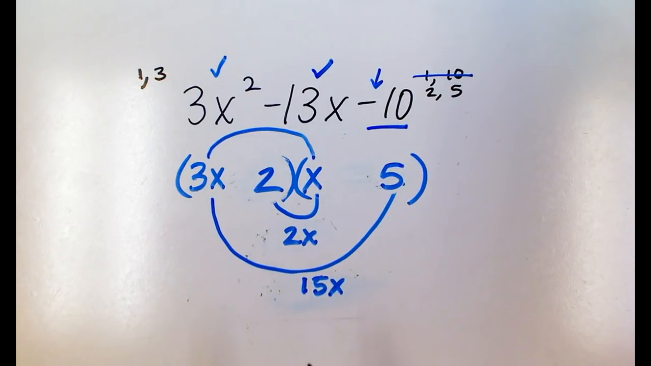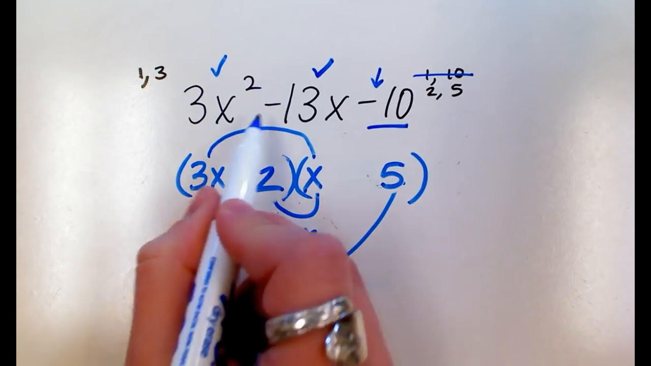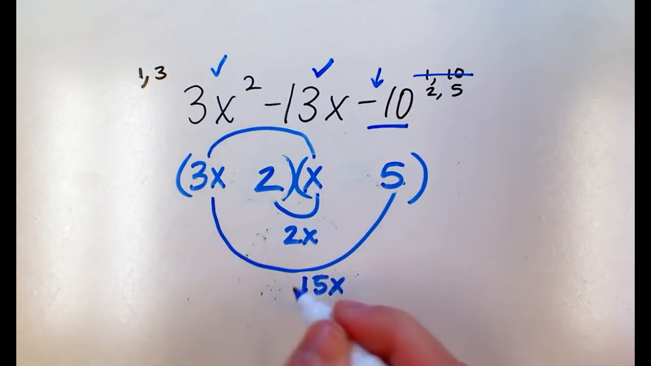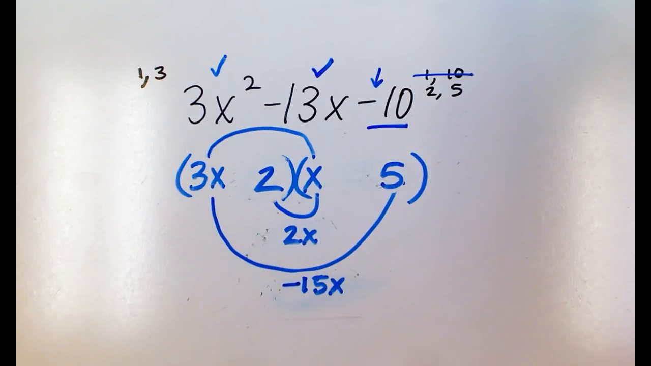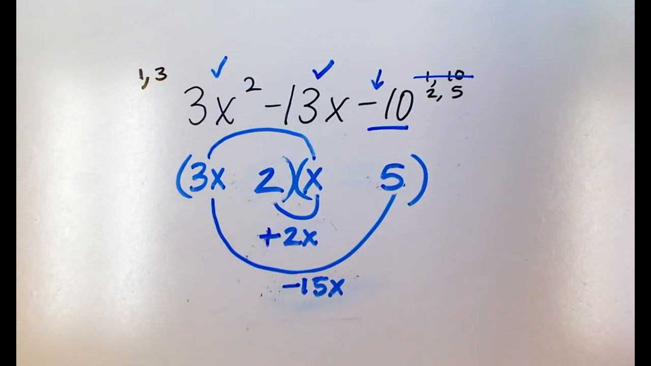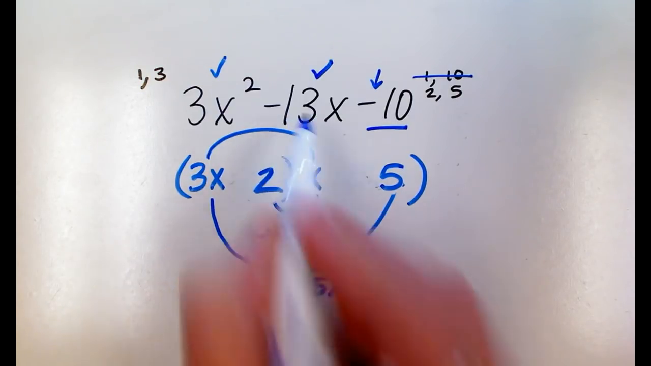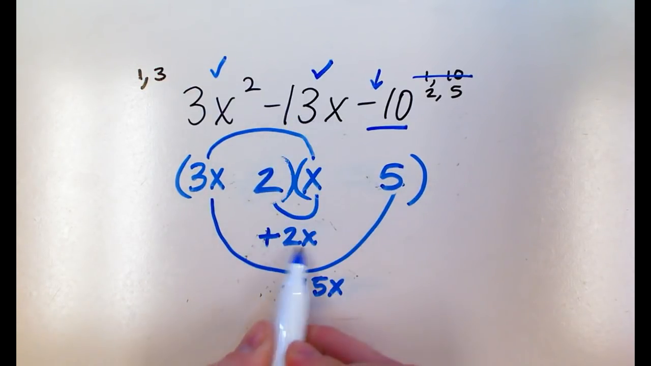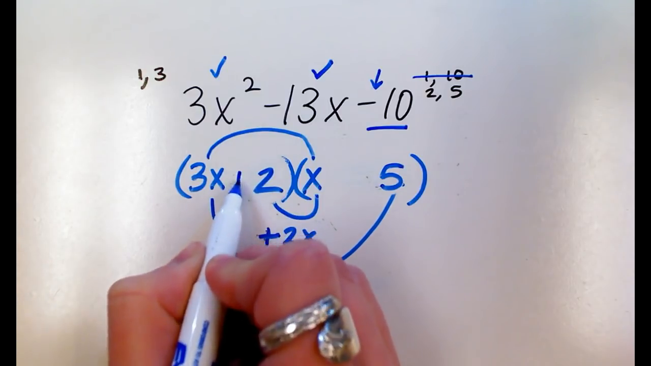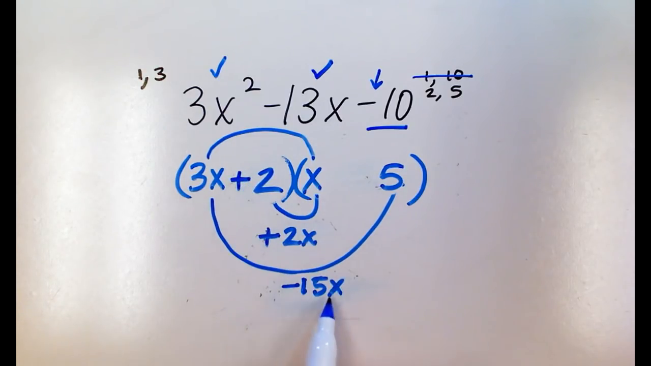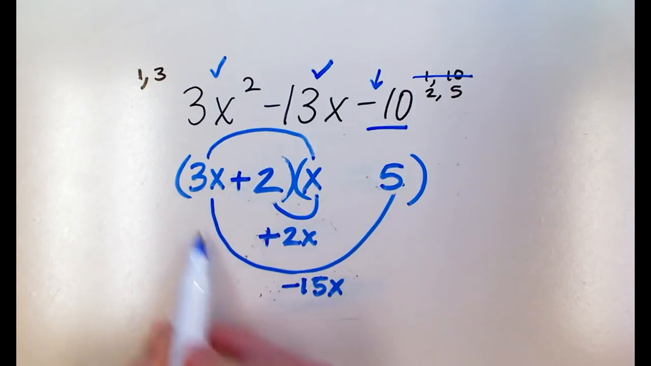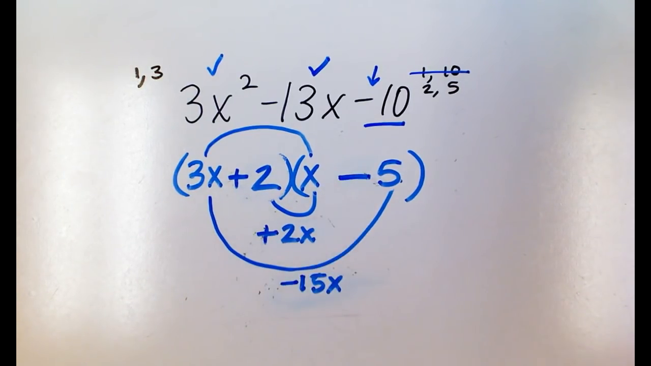Well, I can make this work. I can come up with a combination if I need negative 13x. That means my 15 has to be negative, and my 2 has to be positive. So negative 15x plus 2x will give me negative 13x. Well, if I have positive 2x here, that means my 2 was positive. And if I have negative 15x here, that means my 5 was negative.